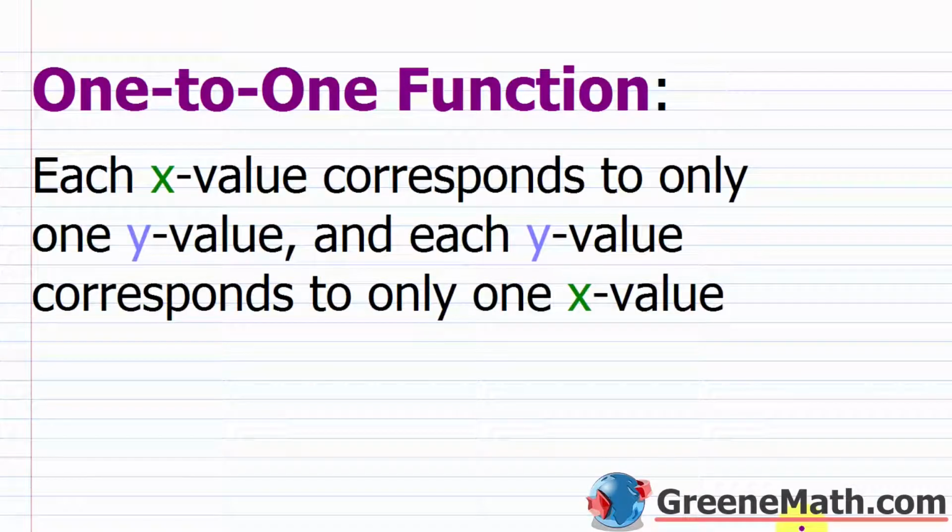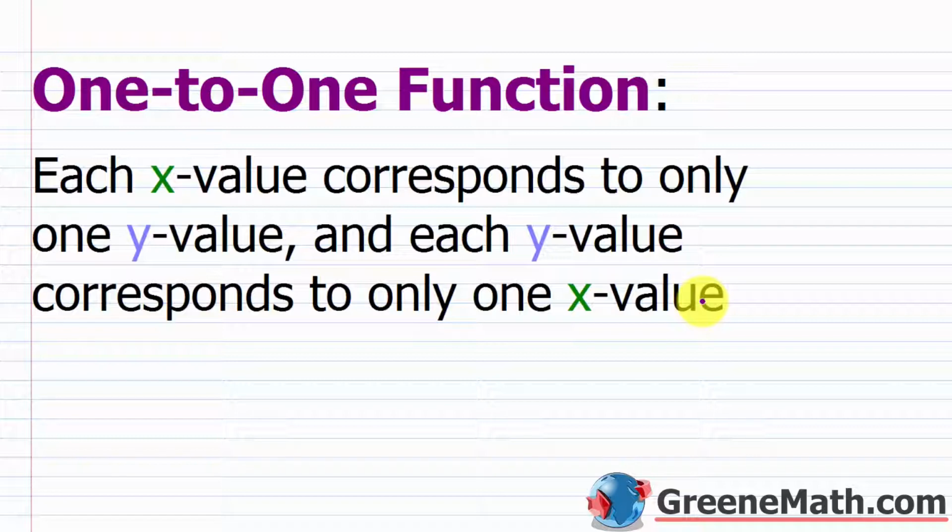All right, so in our last lesson, we talked about one-to-one functions, and we also talked about how to determine if a function was a one-to-one function using the horizontal line test. Now, a one-to-one function, just to recap, is where each x value corresponds to only one y value, and also each y value corresponds to only one x value. The quick way to recap that is to say for each x there's one y, and also for each y there's one x.